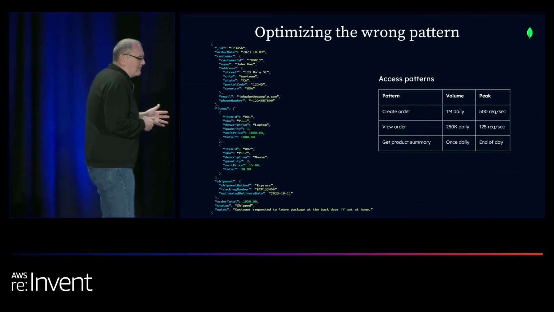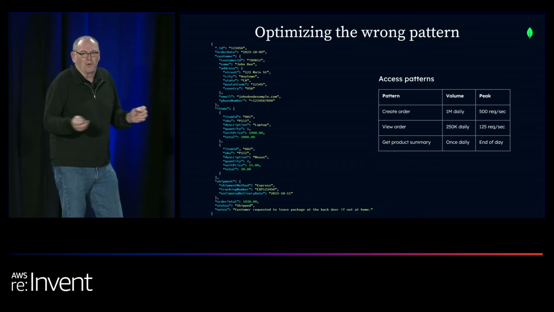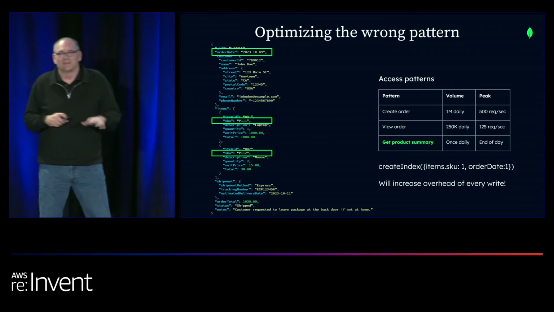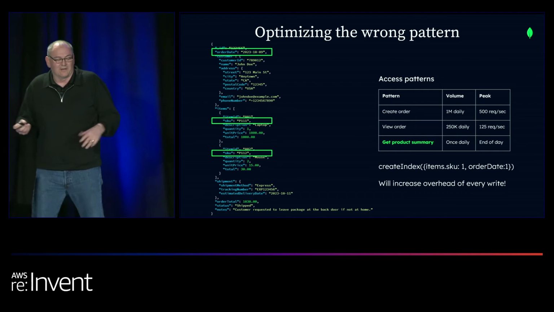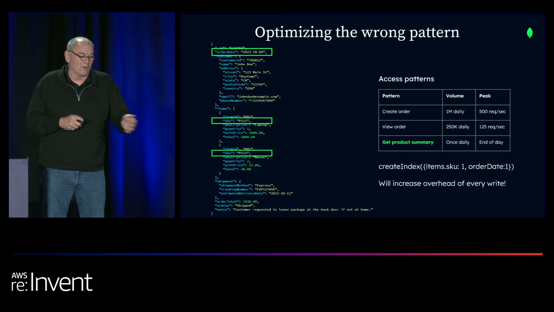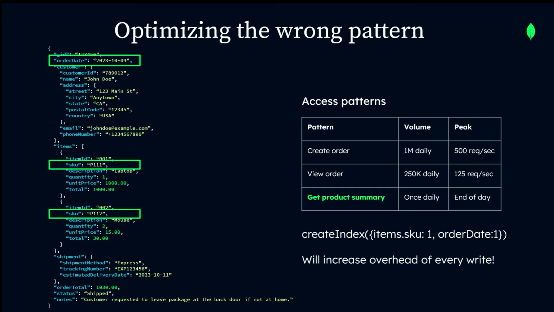Now, a lot of developers are automatically going to say, well, that's a report I've got to run. I've got to optimize that pattern. And what they're going to do is create an index to support that workflow that's going to look something like this, right? It's going to be on the SKU, on the order date, and we're going to go ahead and then read that data at the end of the day.